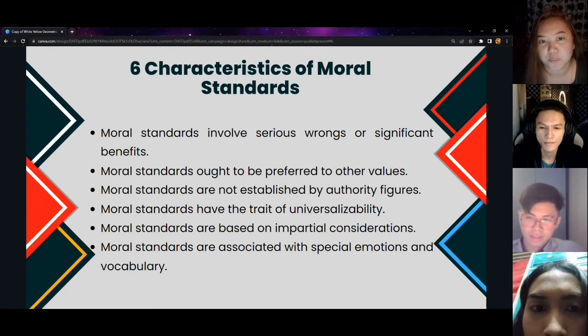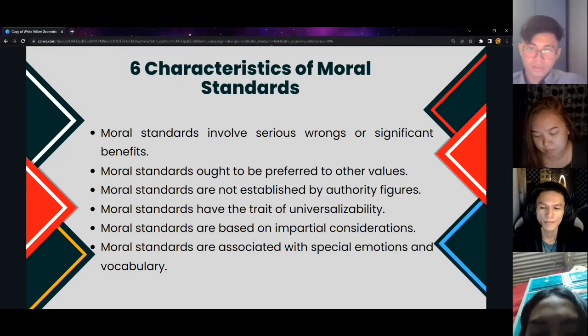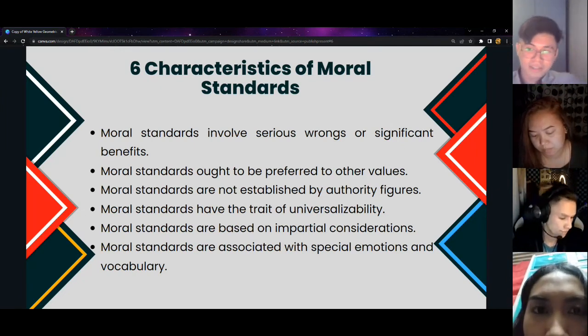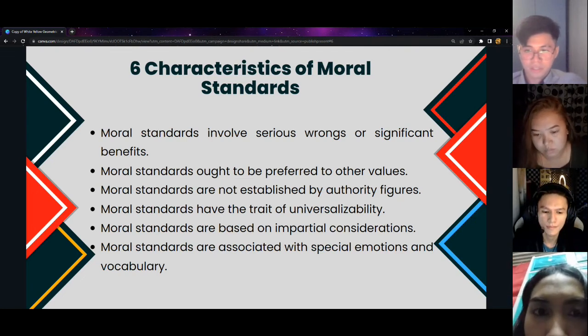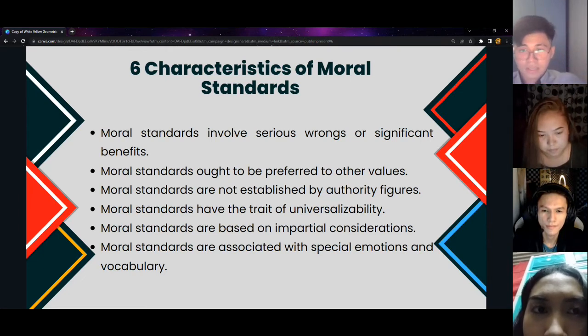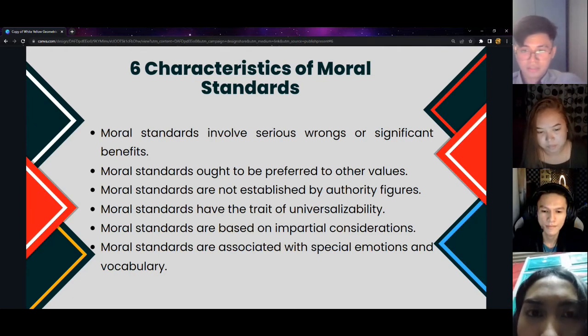Next, moral standards ought to be preferred to other values. So, it means it overlaps with other values. If a moral standard states that a person has a moral obligation to do something, then he or she is supposed to do that even if it conflicts with non-moral standards or even if it's self-interested.